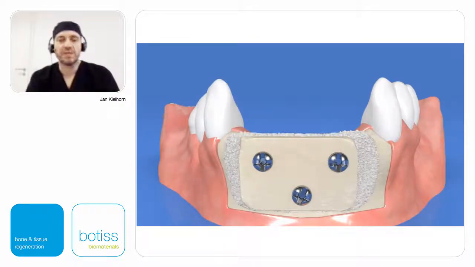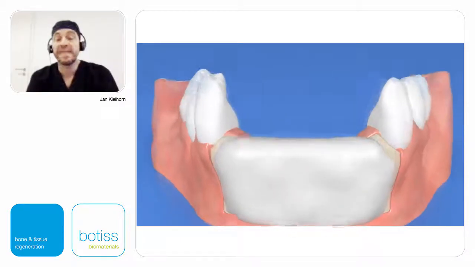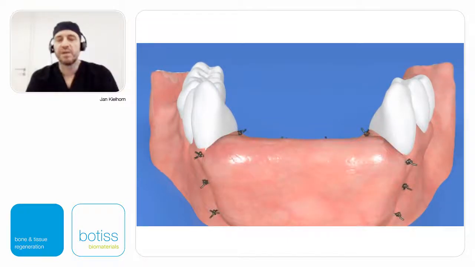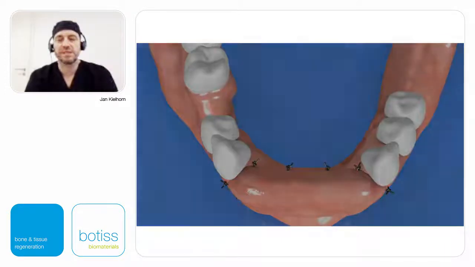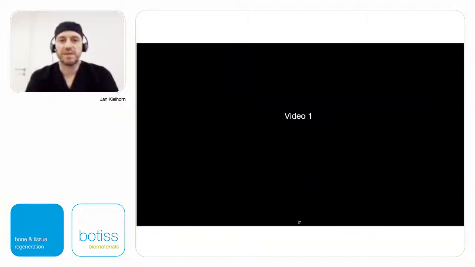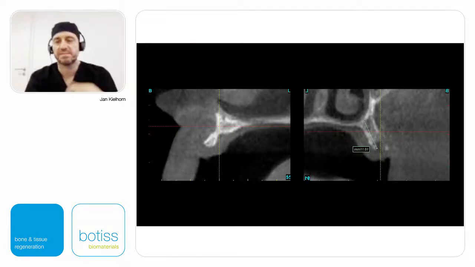Then we round the edges using a diamond burr. We fill the gap, the desired gap. We build up the gap we need, not the gap we hope. We build up exactly what we need. We fill that with allograft particles, spongy chips. Cover that with a Jason membrane, which is a pericard membrane, which has a standing time of a few months. Heal for 4 to 6 months, in the mean 6 months, and then you can place your implants.